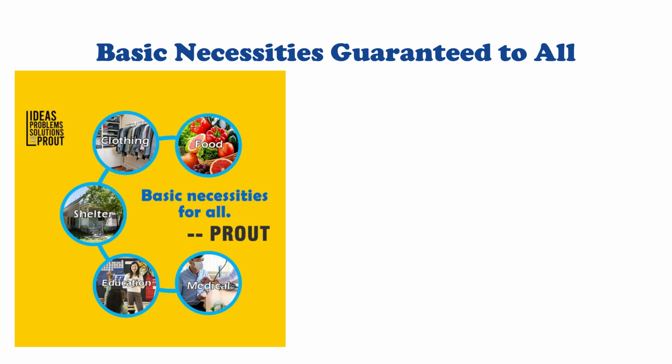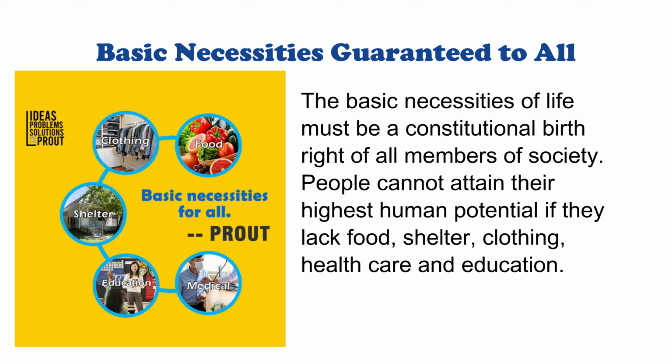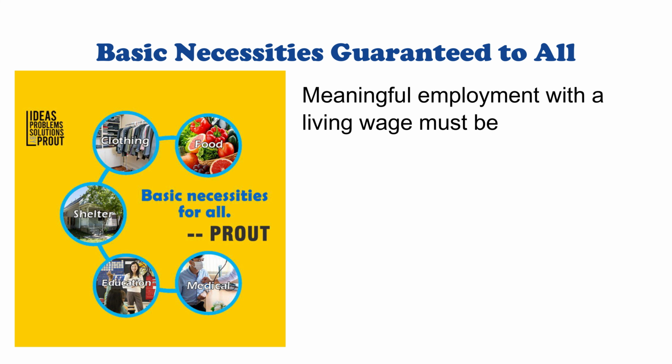Basic necessities guaranteed to all. The basic necessities of life must be a constitutional birthright of all members of society. People cannot attain their highest human potential if they lack food, shelter, clothing, health care, and education. Meaningful employment with a living wage must be planned to ensure adequate purchasing capacity for all basic necessities. The standard of guaranteed minimum necessities should advance with increases in the economy's productive capacity.